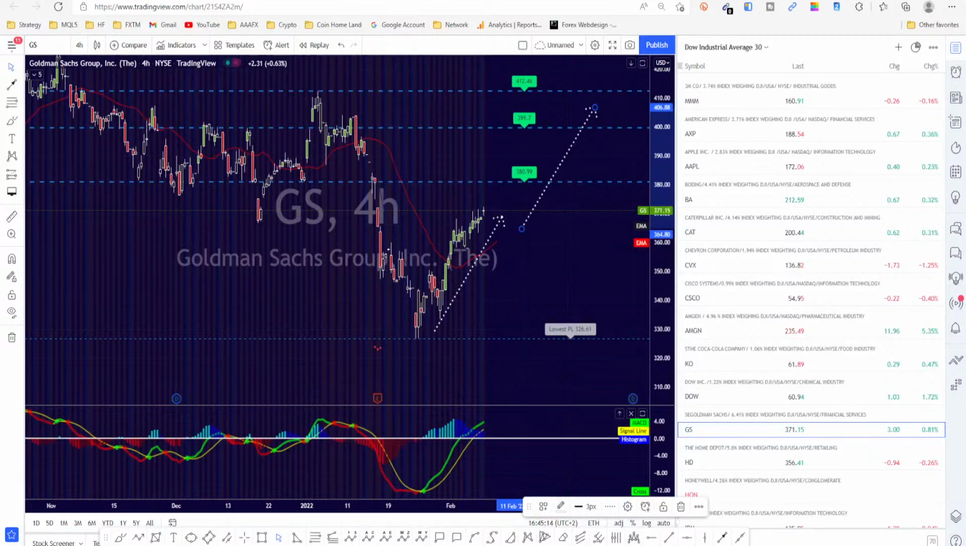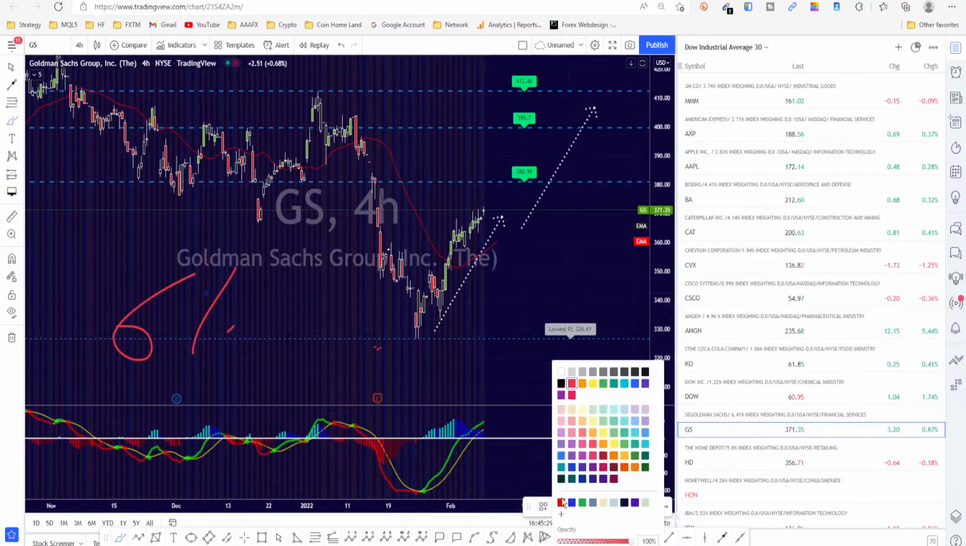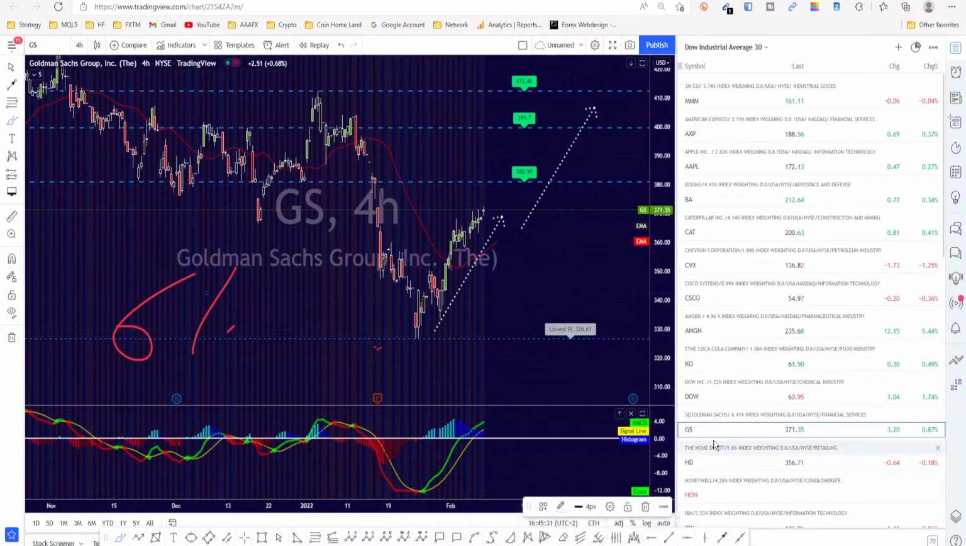Okay, guys, Goldman Sachs has 6% in the index, so it's very important. If we see this price pushing higher, it's very, very important because we're gonna see the Dow Jones going higher. So this one has a 6% weight in the index, so it's very strong. It's one of the highest, if not the highest.